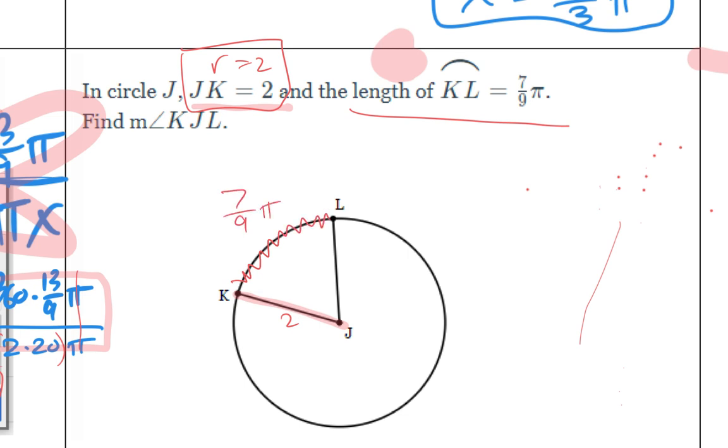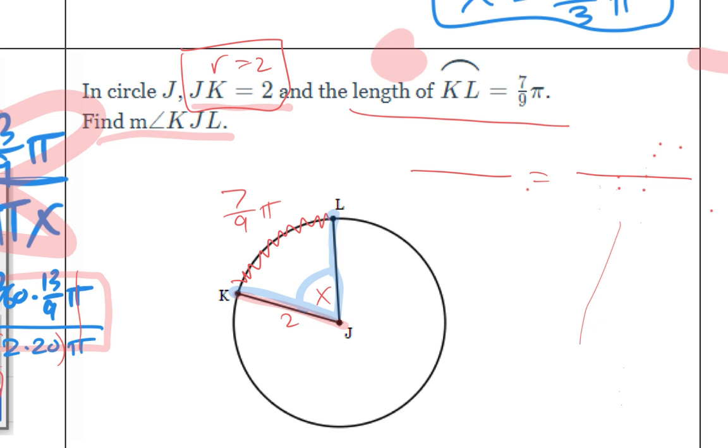Okay, so that's a little tricky. We're going to think about that in a moment. And then the angle that they want us to find is the measurement of angle KJL. So let's just highlight that, angle KJL. That's what they want us to find, right? They want us to find that angle measure. All right, so let's use what we know, the formulas that we've been practicing. So let's use those and get right to it.